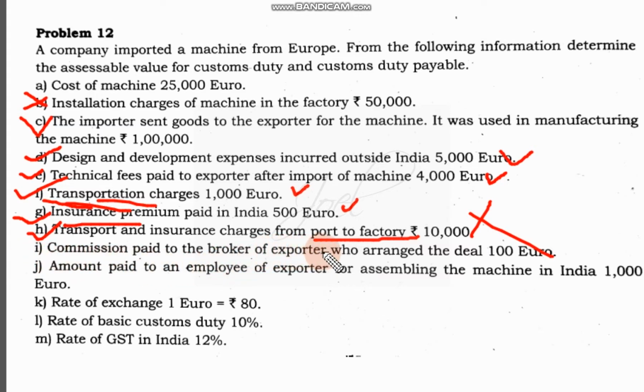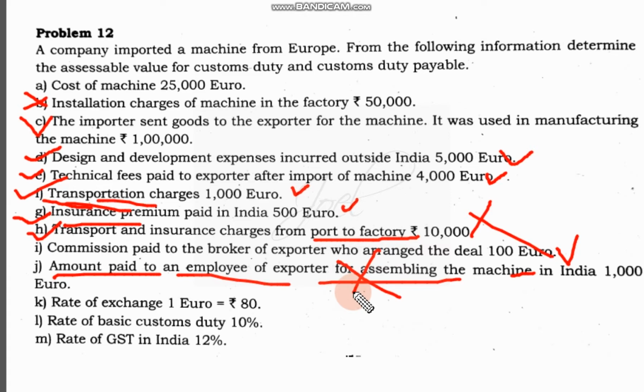Commission paid to the broker of the exporter who arranged the deal, we are going to add this. Amount paid to an employee of the exporter for assembling the machine in India. So these are assembling charges, but they are incurred in India, so we are not supposed to consider this. This won't come. Assembling charges won't come in our calculation.